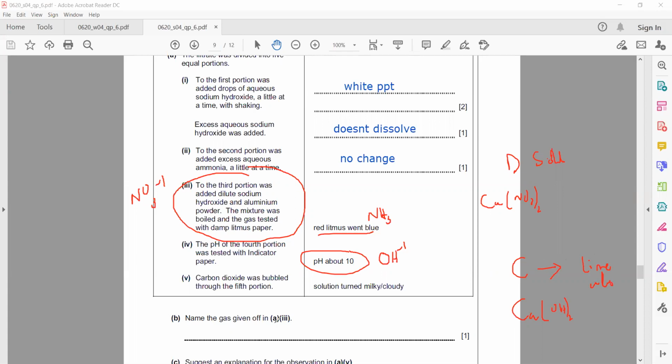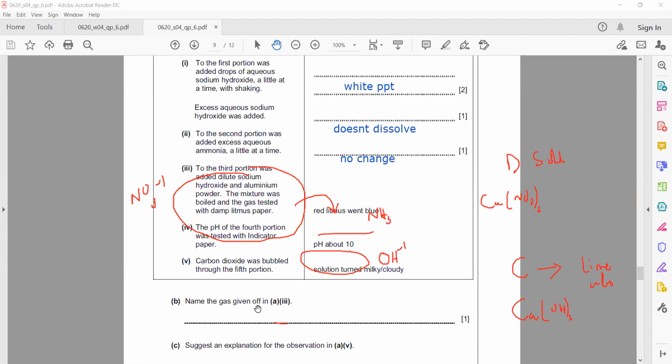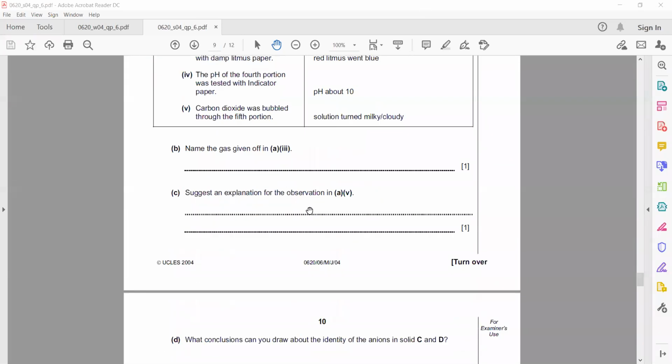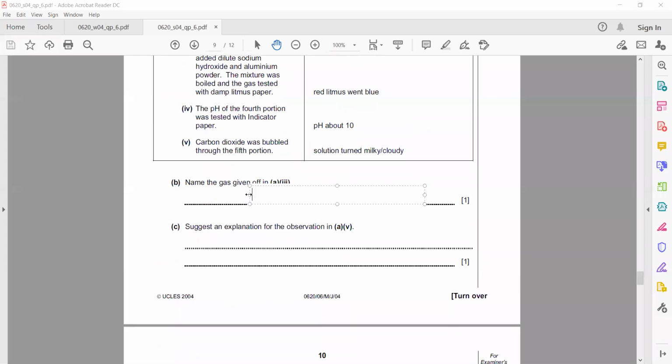Name the gas given off in A3. Which gas is given off here? Which turned the red litmus blue? Ammonia is there. In the exam, you mention the specific name instead of the formula, so you will mention ammonia here.